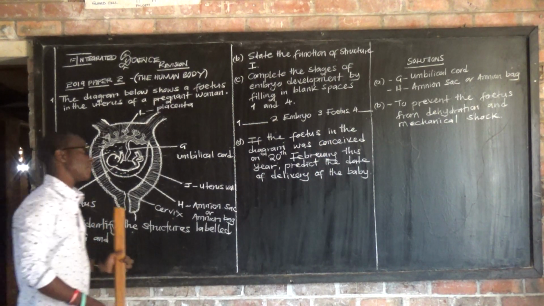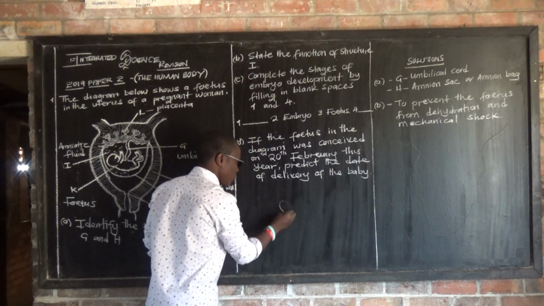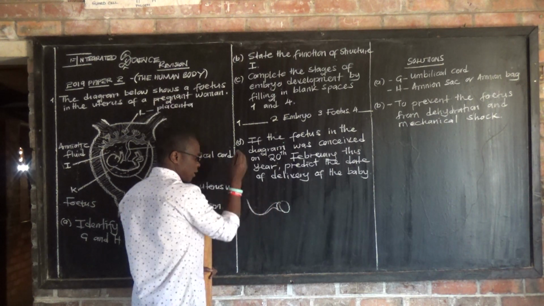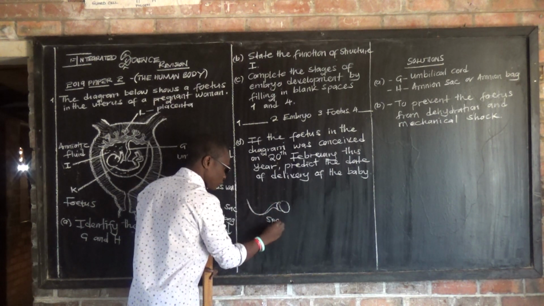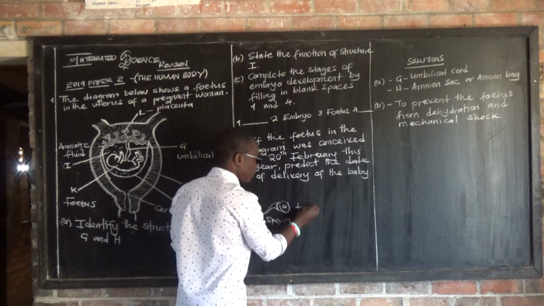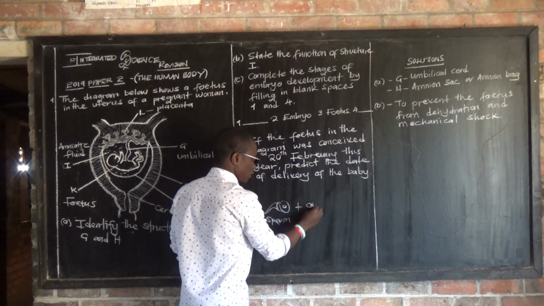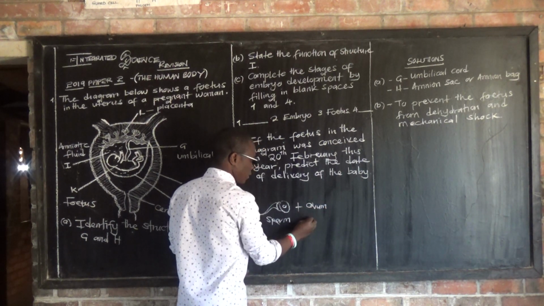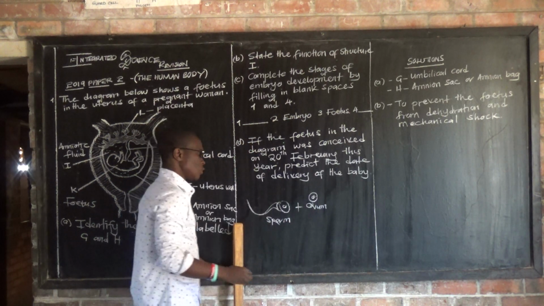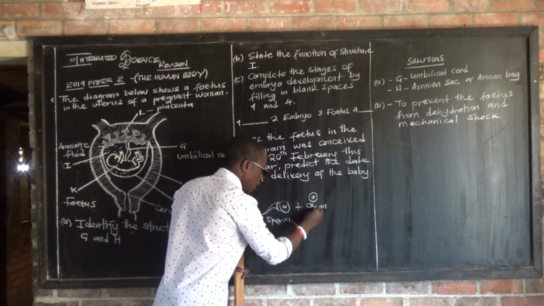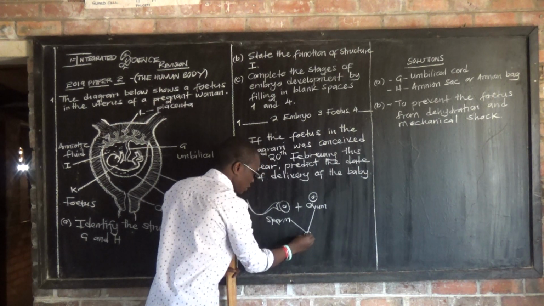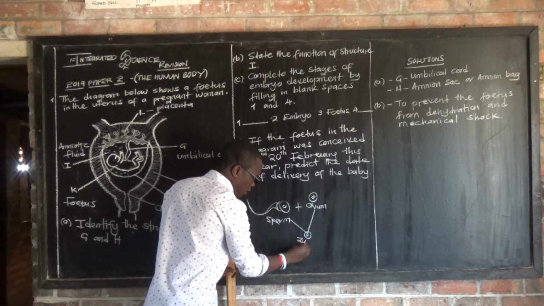So after fertilization, which is the joining of the male sex cell, which is the sperm, okay, let's say we have fertilization. We have the sperm. Then you have an ovum, which is the female sex cell. When these two fuse, they form what you call a zygote. A zygote is formed.